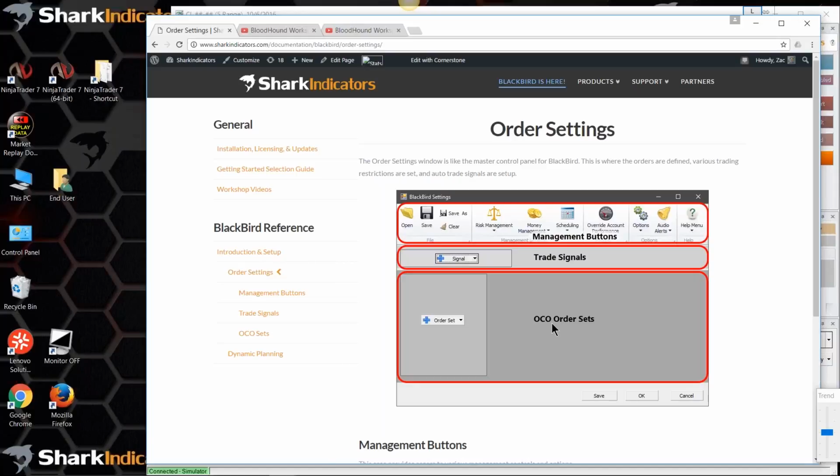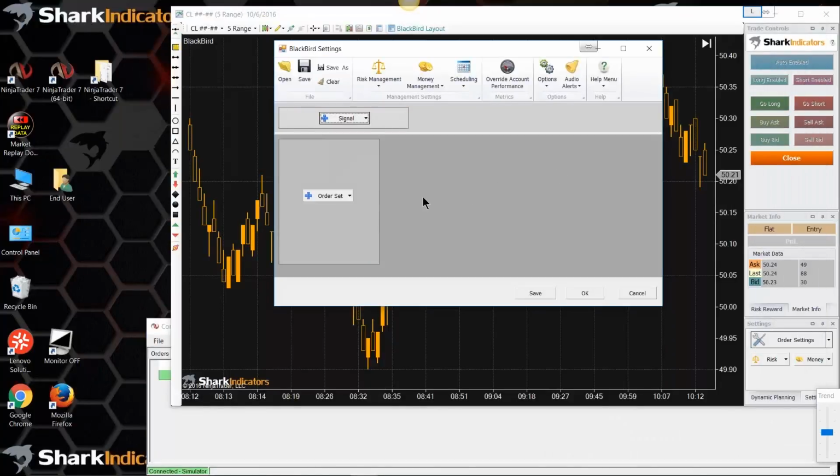I'd say 95%, at least over 90% of traders are probably trading with an OCO set, especially day traders. Right, they're trading with an OCO set. That fits the vast majority of traders. So when you are setting up your orders, they're always set up as an OCO order set, right? And so that mimics NinjaTrader's ATM strategy. So, all right.